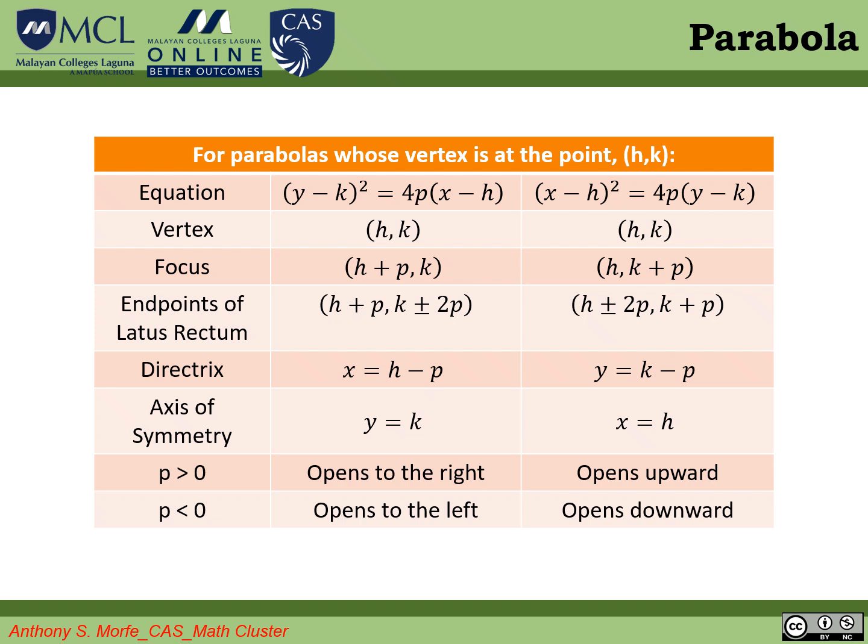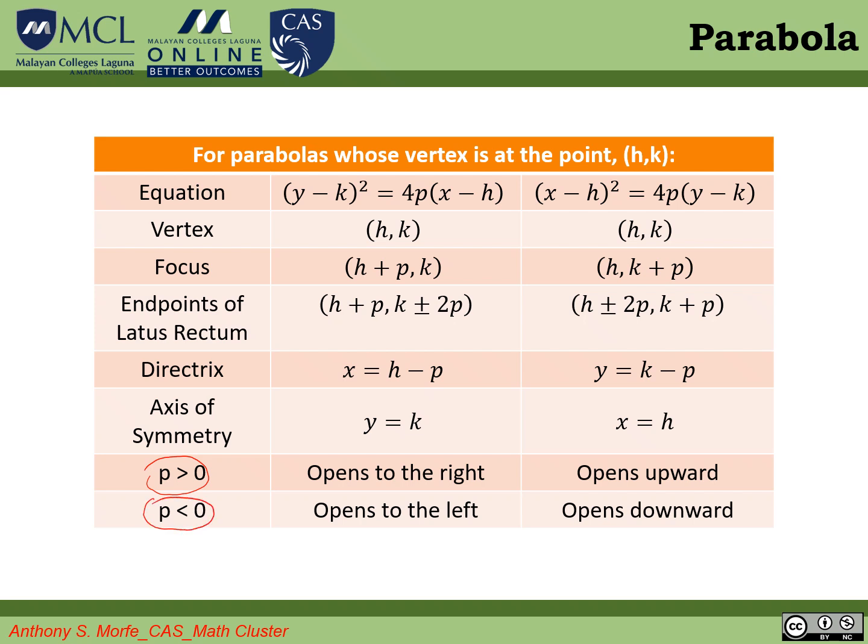Now the ends of the latus rectum for the equation of the parabola which opens either right or left. On the left side we have h plus p for the abscissa, and the ordinate is either k plus 2p or k minus 2p. It depends on the opening, which depends on the value of p. Is p positive or negative?